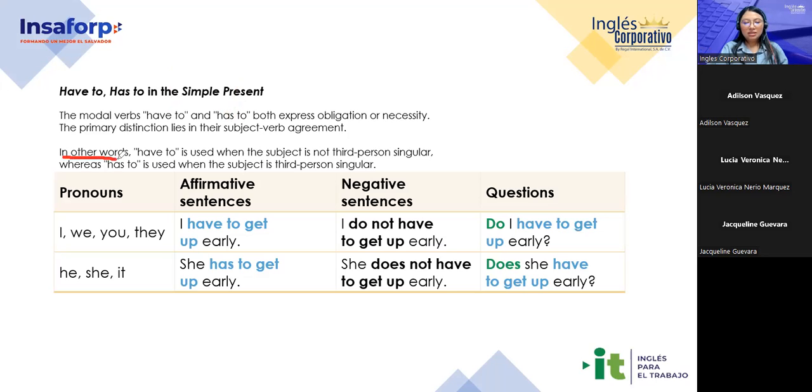Siguiente. In other words, have to, as I was mentioning, is used when the subject is not third person singular, whereas has to is used when the subject is third person singular, and that's it. Look at the examples that I have here. In the case of pronouns that are going to be used with have to, I, we, you, and they. I have to get up early. We have to get up early. You have to get up early. They have to get up early. With he, she, and it, remember, we are going to use this form, has to.